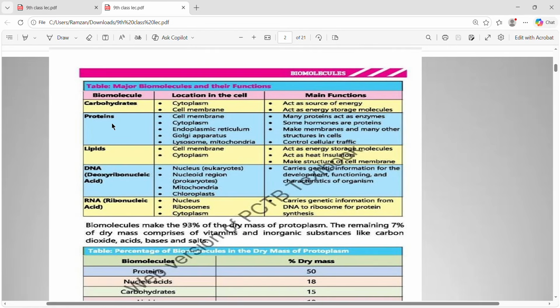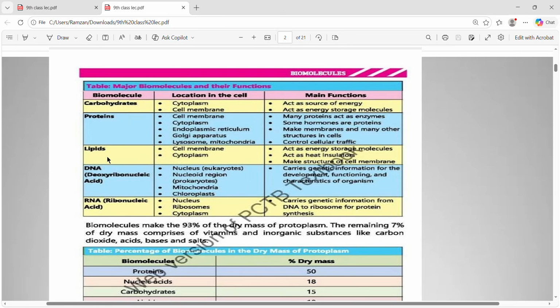Next one is protein, and proteins are present in cell membrane, cytoplasm, mitochondria, endoplasmic reticulum, Golgi apparatus, and lysosomes. If we are talking about the function of protein, protein acts as an enzyme, and it also acts as hormones, makes membranes and other structures in the cell, and controls cellular traffic. Our body performs different functions, and all of these functions are controlled by certain types of chemicals called enzymes and hormones. Basically, these enzymes and hormones are protein in nature.